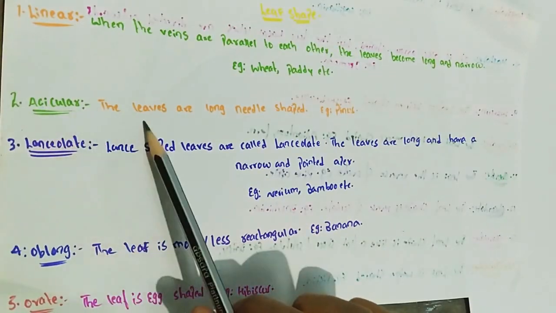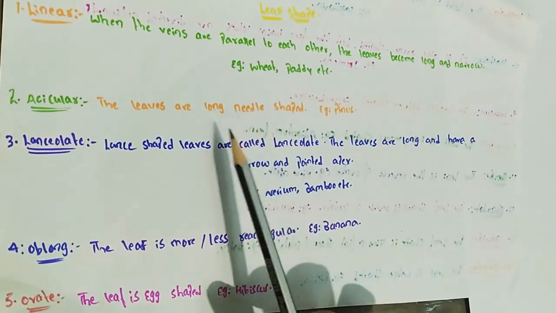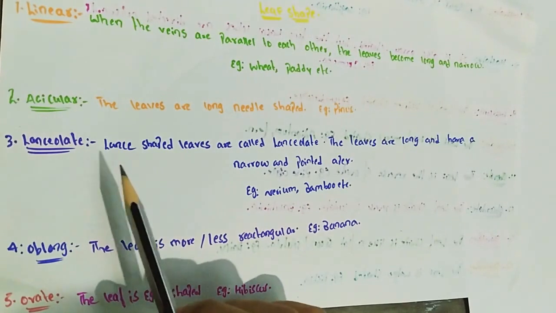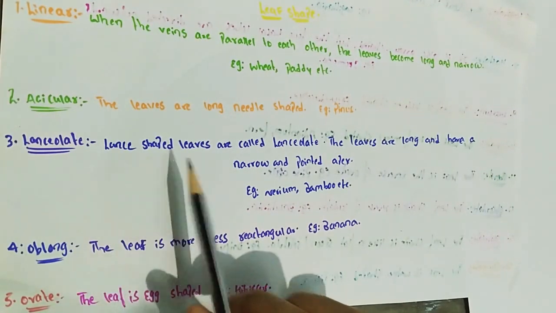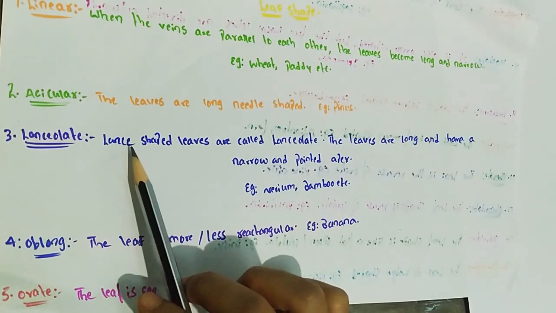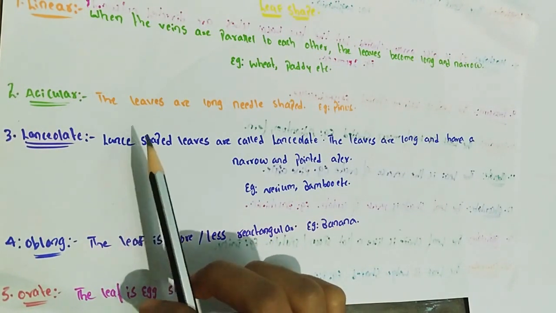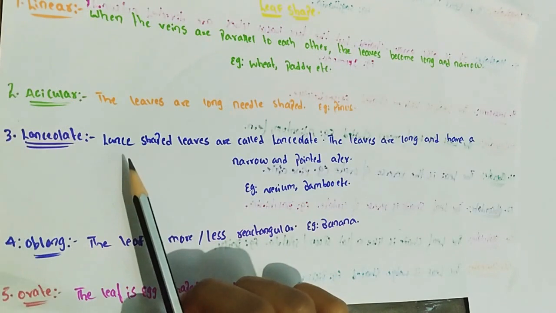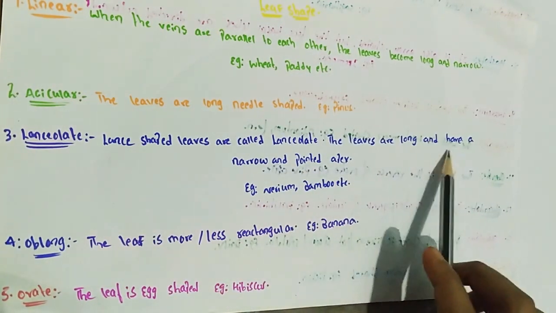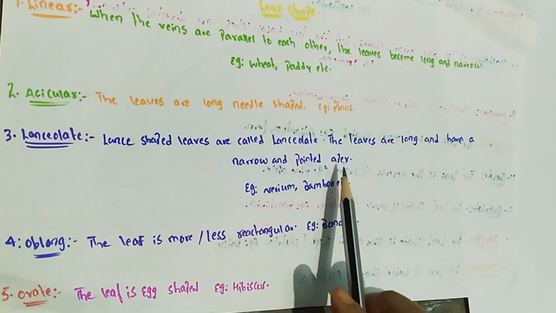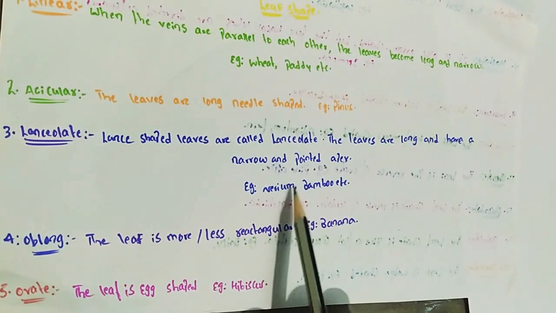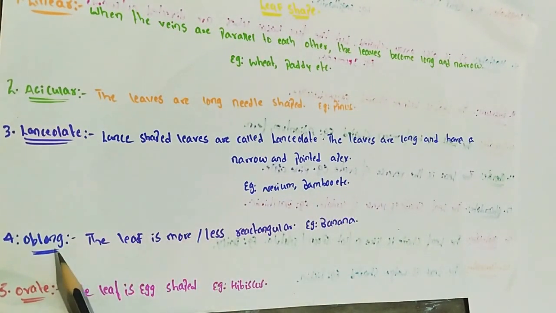Second type, acicular. The leaves are long, needle shaped. Example, pinus. Third type, lanceolate. Lance shaped leaves are called lanceolate. Lance means an instrument used for war. It consists of a handle and steel blade. The leaves are long and have a narrow and pointed apex. Example, neem and bamboo.